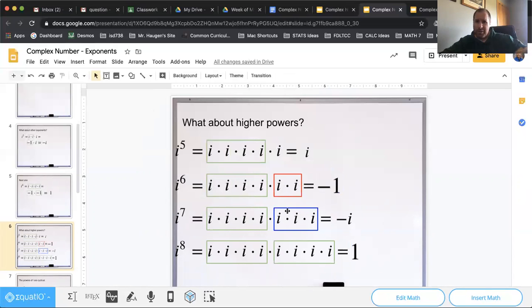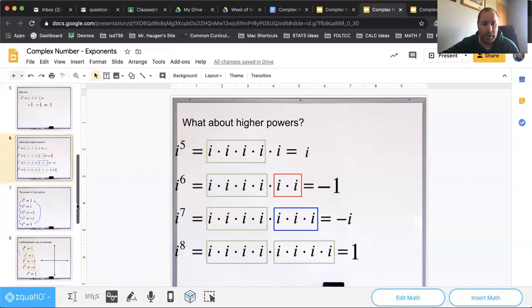So really, any exponent that we would have on i can always get reduced down to one of these 4 things: i, negative 1, negative i, or positive 1. That's it, right? Anytime you see an exponent on i, it is not simplified. We should always be able to simplify it down so that it only has an exponent of 1, or I suppose an exponent of 0, right? So we can simplify it down.